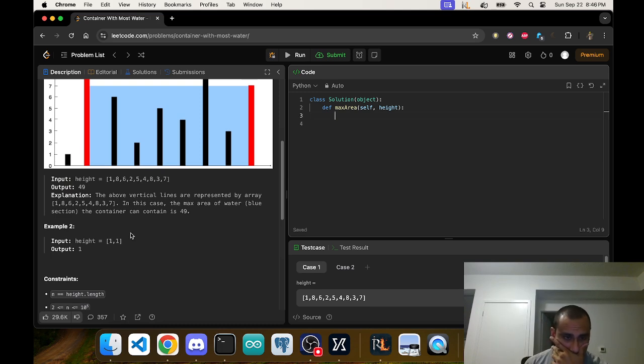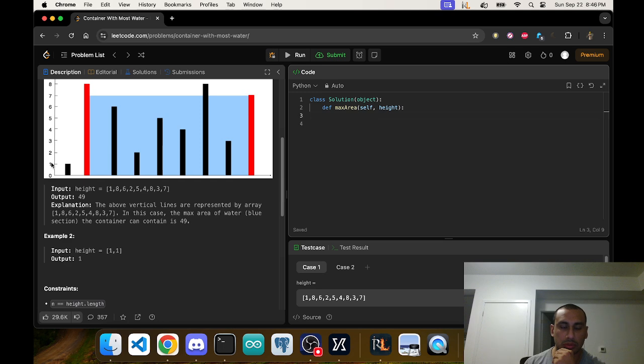Input height is 1 and 1, the output is 1. So this would be 1 and 1, so yeah, you'd have 1 times 1, 1 space.